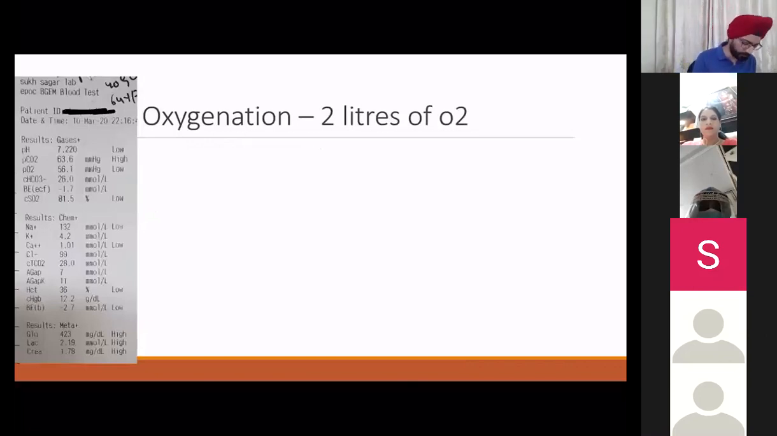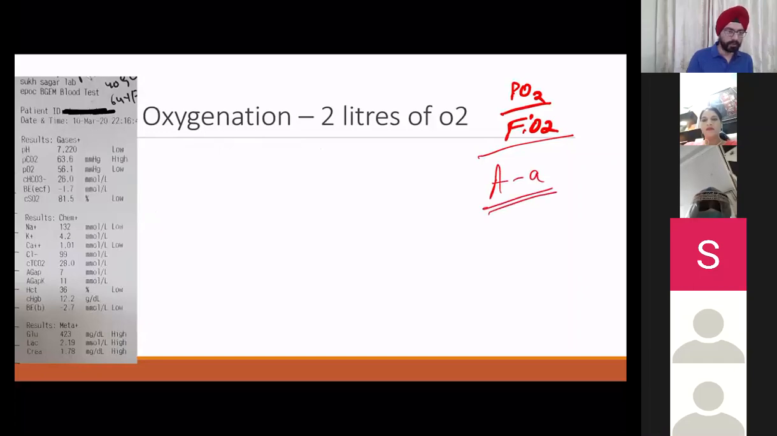This is an ABG I've kept for assessment of oxygenation. So remember, we learned two methods of calculation of oxygenation: the PO2 by FiO2 ratio, and the other was the arterial alveolar gradient method. So let's look at both the methods in this case. What is the PO2 over here? I am giving you the information that the patient is on 2 liters of O2, right? So let's look at the first method, PO2 by FiO2.